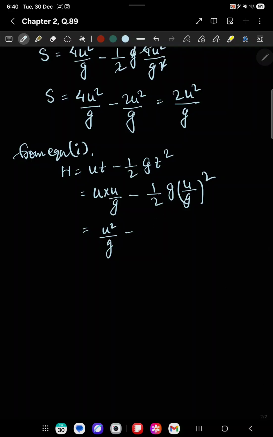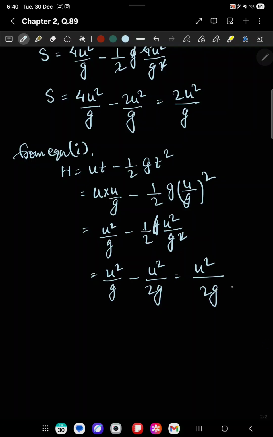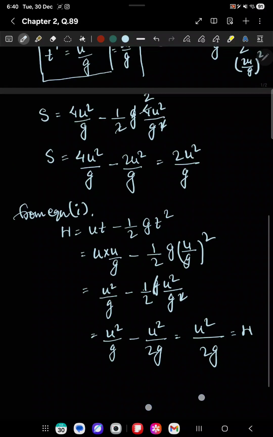minus half g u square upon g square. I'm cutting 1g, and this will give us u square upon g minus u square upon 2g. If we solve this, we will get u square upon 2g. So u square upon 2g is nothing but h, right? And for the second situation, we have calculated that s is this.